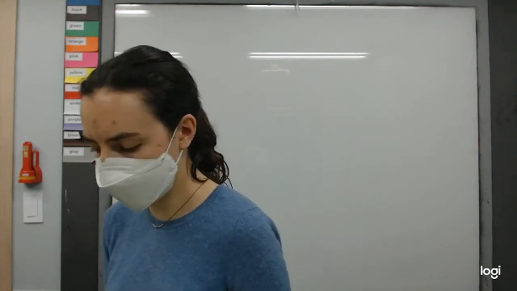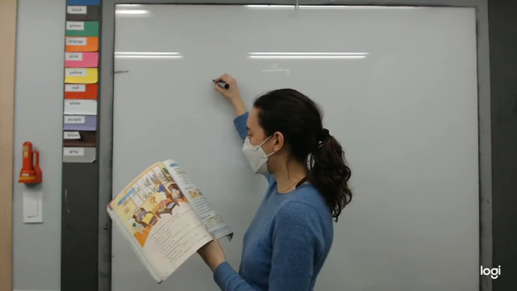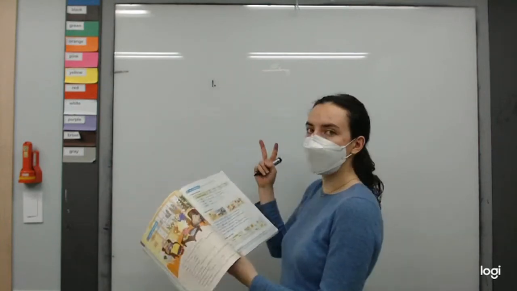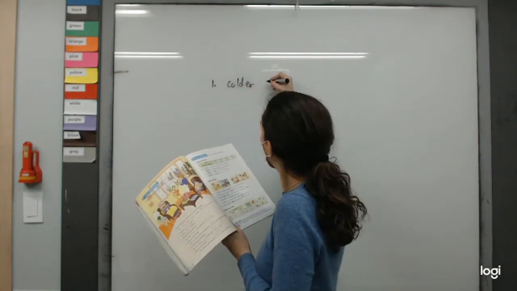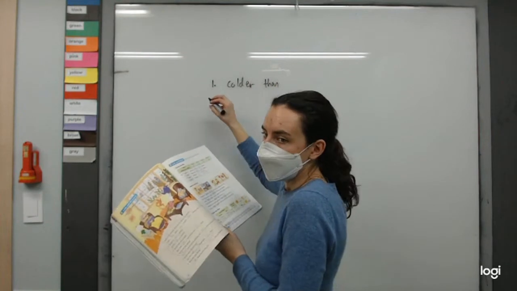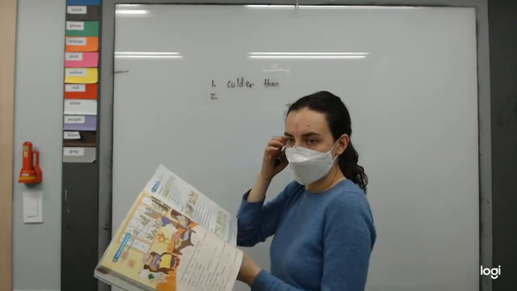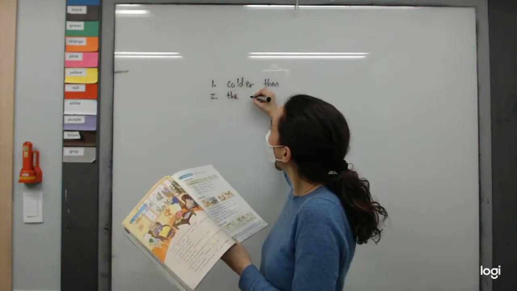Are you finished? Okay, great. Okay, so now let's check our answers. So part 1, the first one, Moscow, 2 things, comparative, is colder than New York. Number 2, Quebec, many things compared, is the coldest.